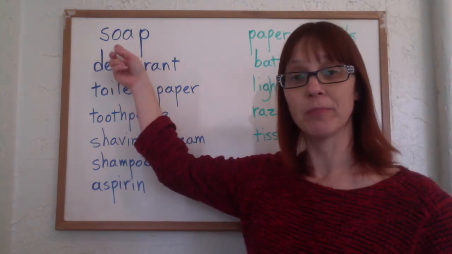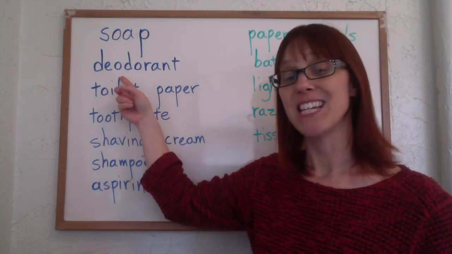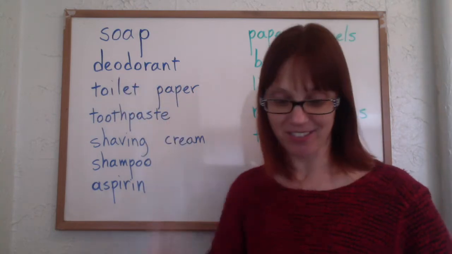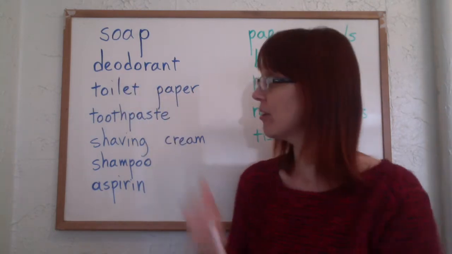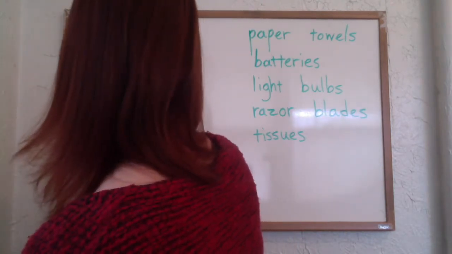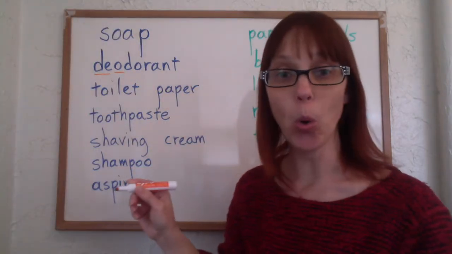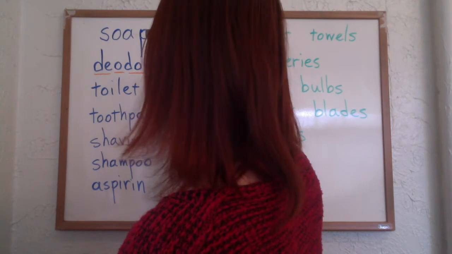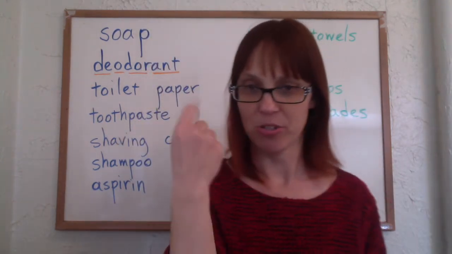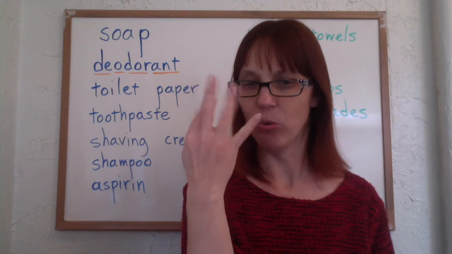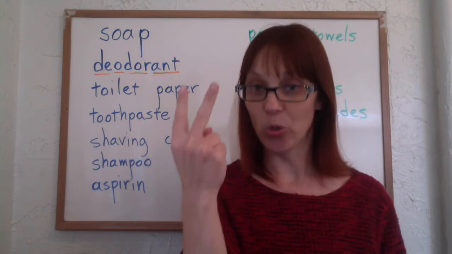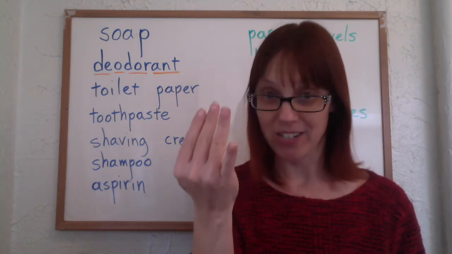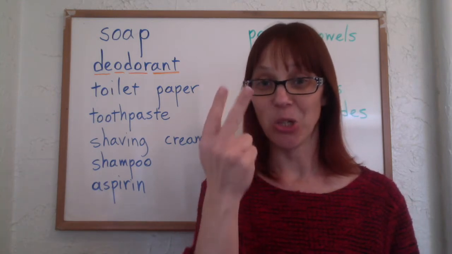Soap. Deodorant. Deodorant. So that's D-E-O-D-O-R-A-N-T. So there's deodorant. There are four syllables. Deodorant.